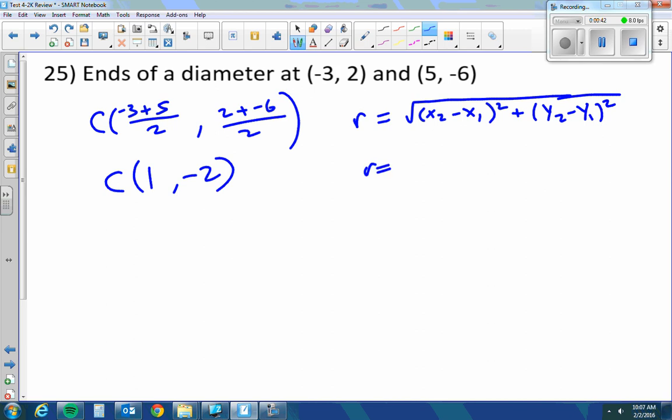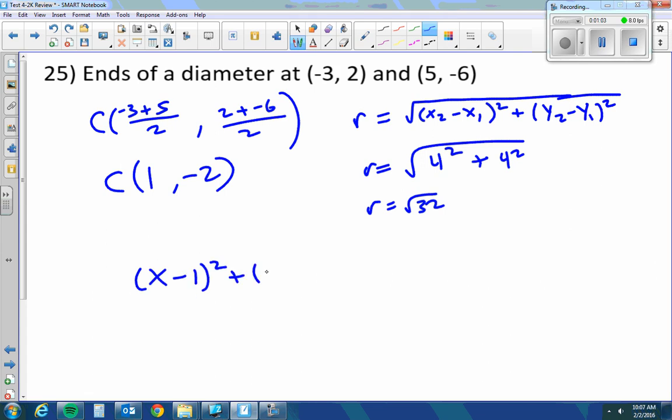In other words, how far are these two points away horizontally? Well, 4. -3 and 1 are 4 apart. Vertically, they're also 4 apart. -2 and 2 are also 4 apart. And so you get the square root of 32, which you could simplify, but you don't need to, because all you're going to do is write the equation. That was the goal. So you get (x - 1) squared plus (y + 2) squared equals the radius squared, which is 32, and we're done.